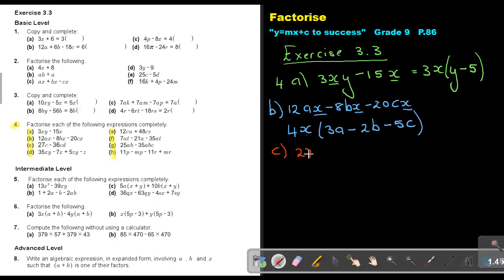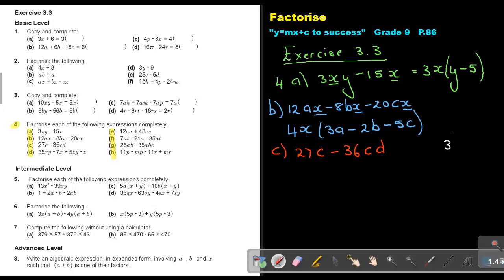Okay. Then number C. So it's 27c minus 36cd. Okay, again, what can I take out? What is the biggest number? It will be not 3, but it will be 9. If you really struggle, you can do it like this. Write it as the product of prime factors.